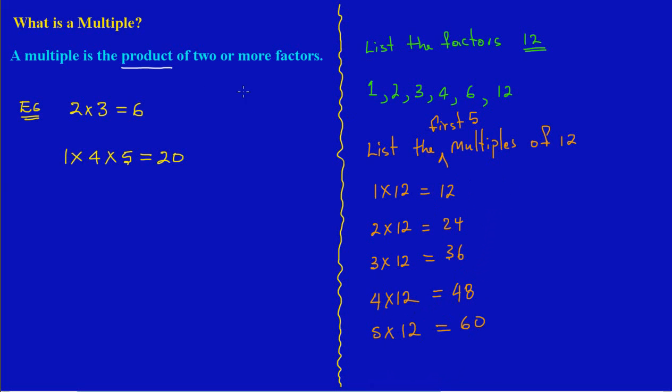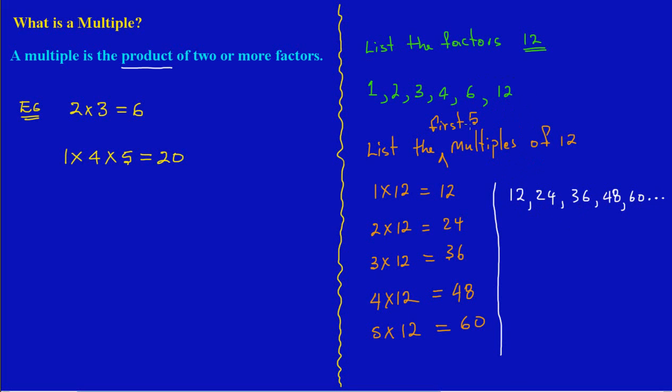So I can just make a quick note to the side here. My first 5 multiples of 12 would be: the first one would be 12, the second would be 24, the third would be 36, then I would have 48, and then I would have 60. And this would go on and on, so I'm just going to put 3 dots to show that it continues, okay? Now, what I want you to note, this is critical now.